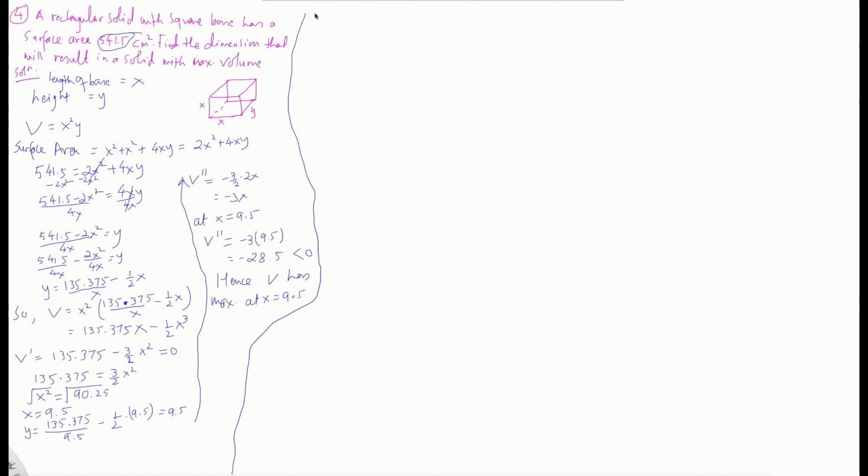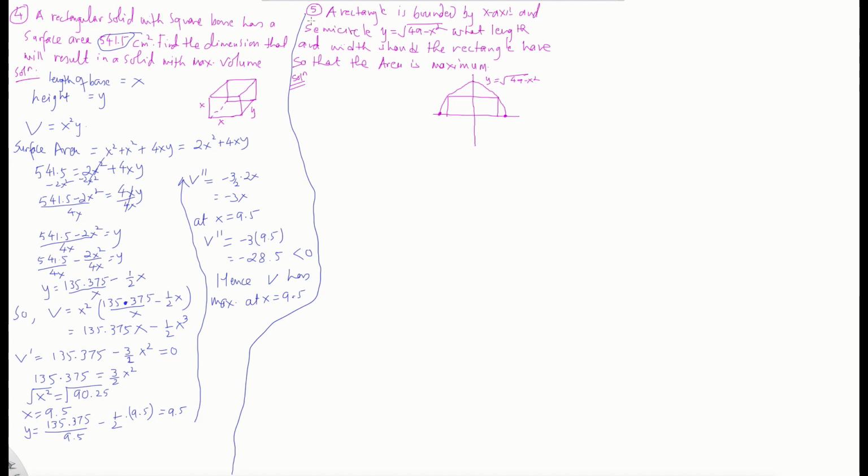So let us do another example, example number 5. What it says is a rectangle is bounded by the x-axis and a semicircle y equals the square root of 49 minus x squared. What length and width should the rectangle have so that the area is maximum? Because you can make so many rectangles inside that semicircle, right?